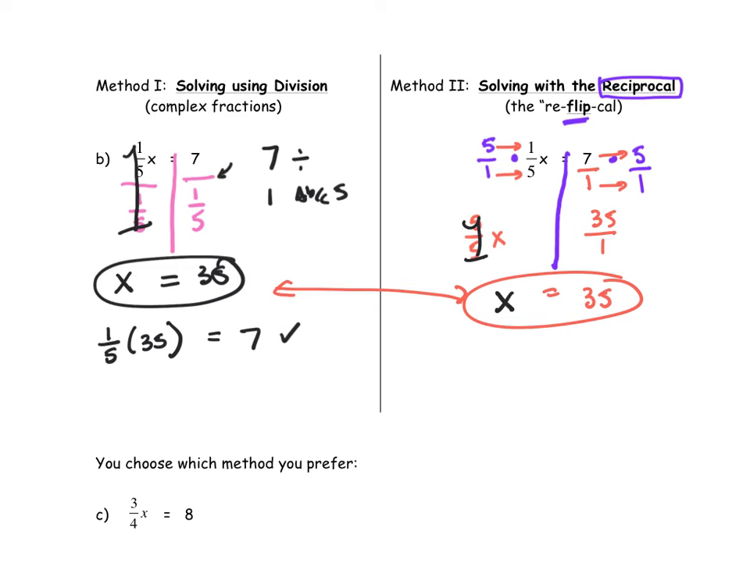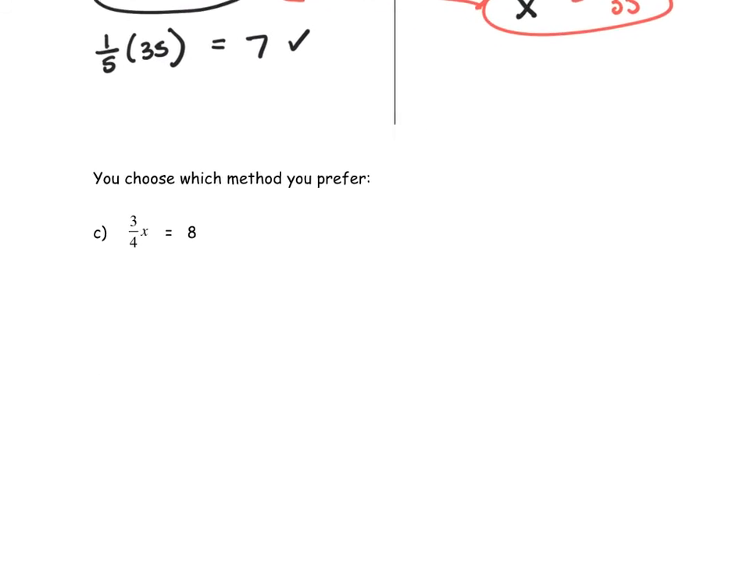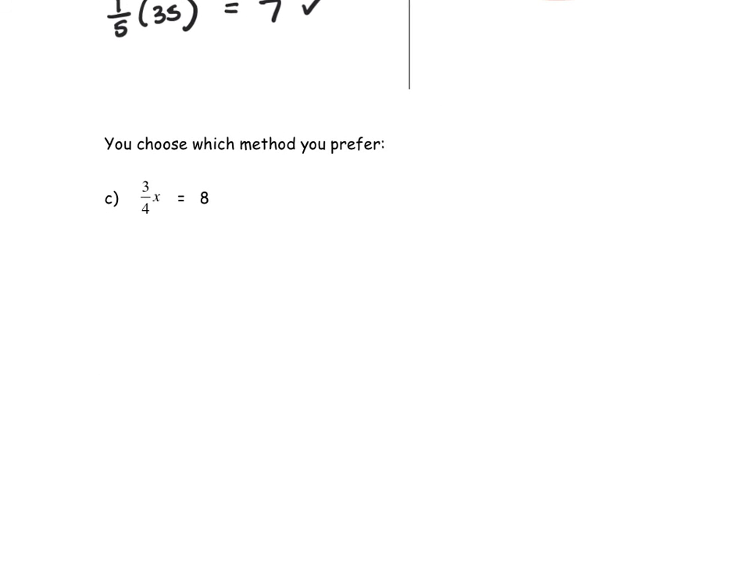So I'd like you to try one now yourself. Let's look at the bottom problem. And you can decide which one of those methods you prefer. You're the one doing the math, so you get to decide. When you get done, would you look back and see if you agree with the answer? So pause the video and try this.